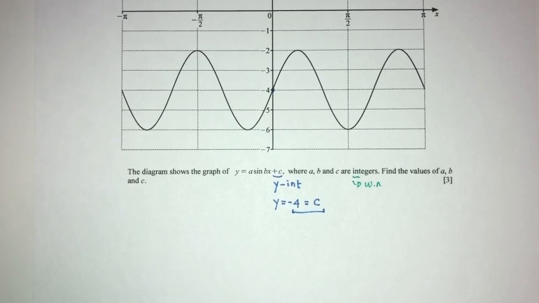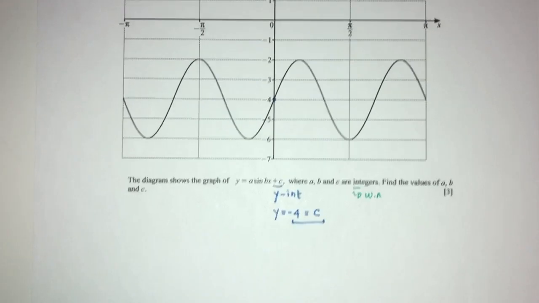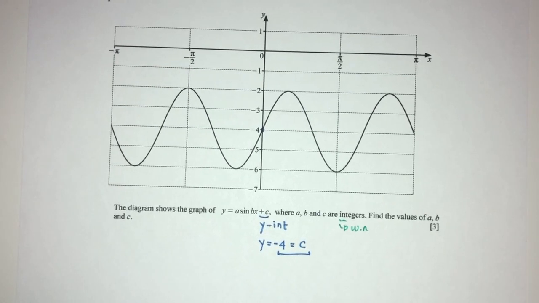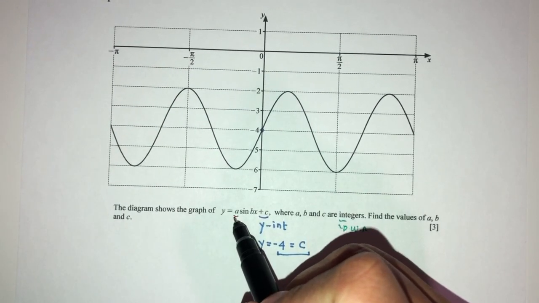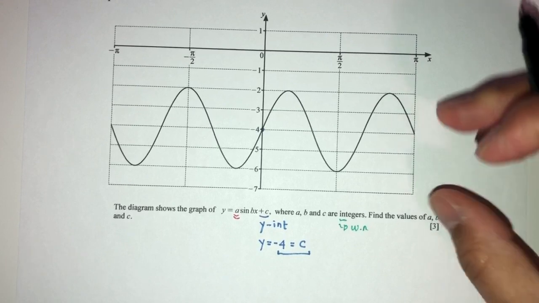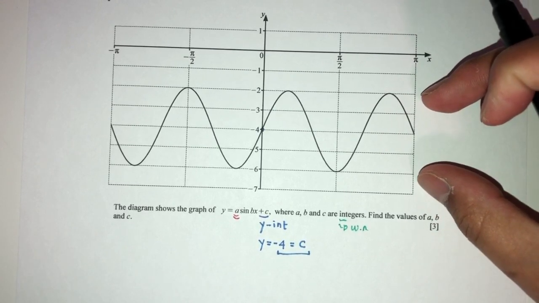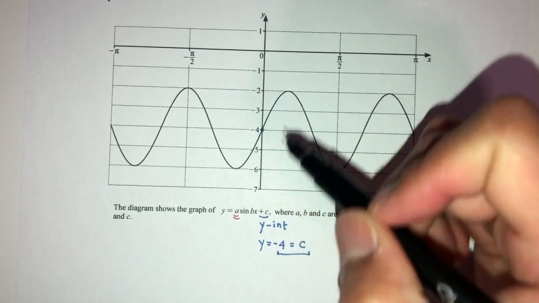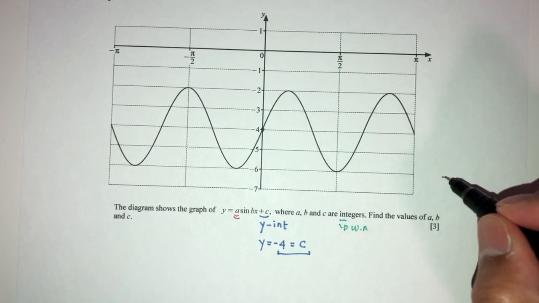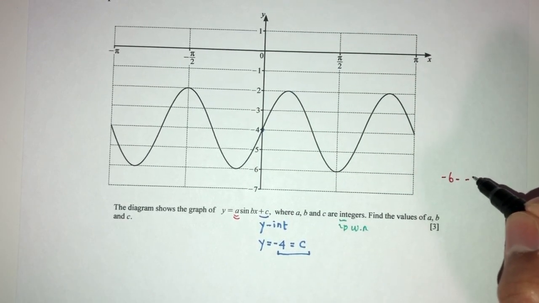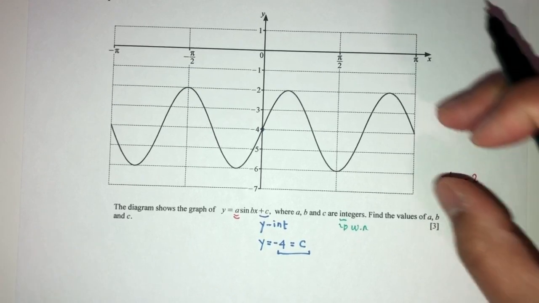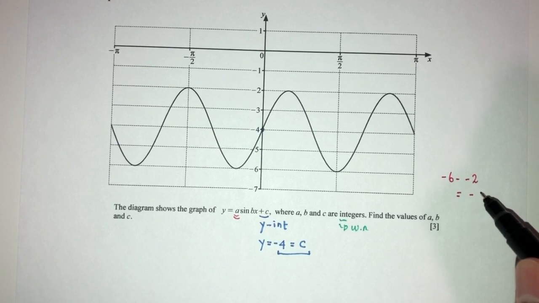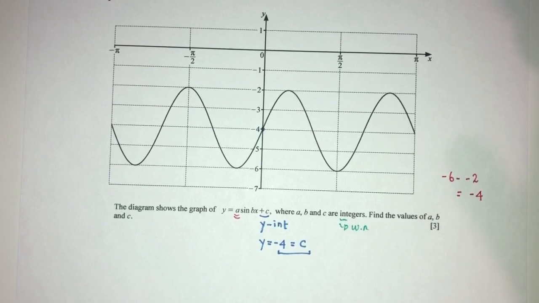Now, what is the next thing we can find using the graph? We can find the value of a, which is the amplitude. Amplitude is pretty easy. We have the height. The height is from -2 to -6, so the height is the value of 4. Here you will get -4, but we don't care about the sign here.